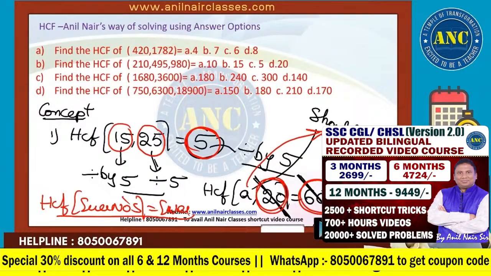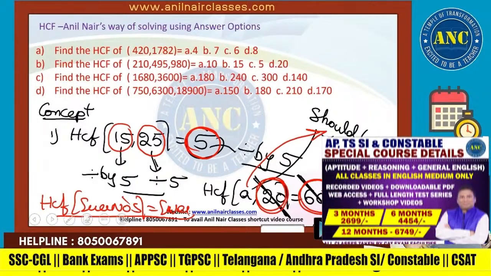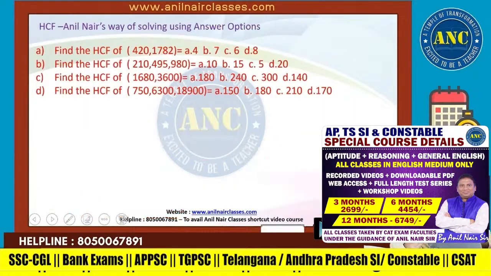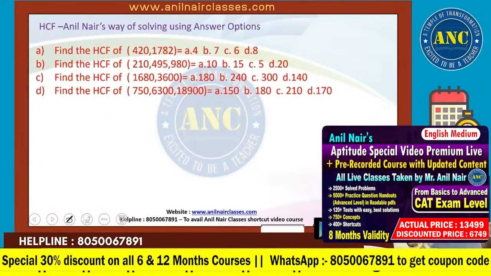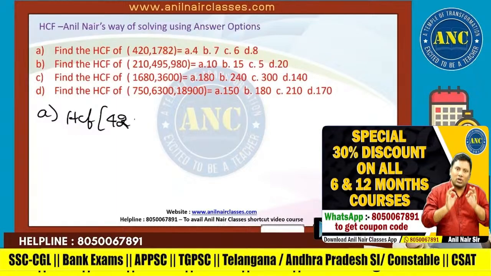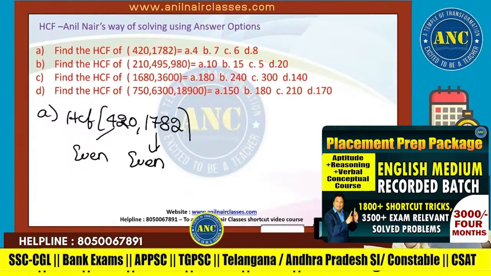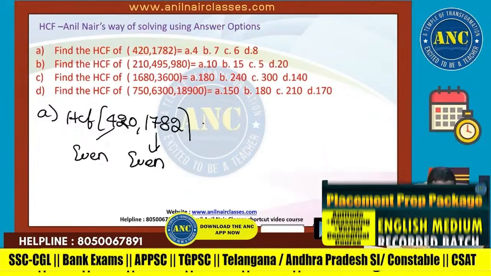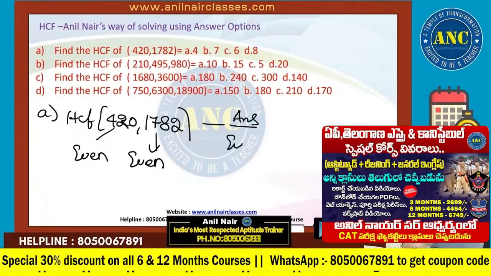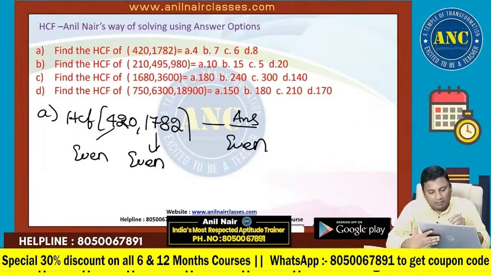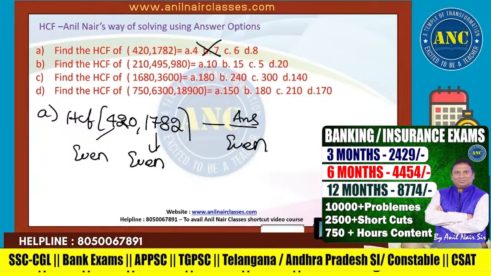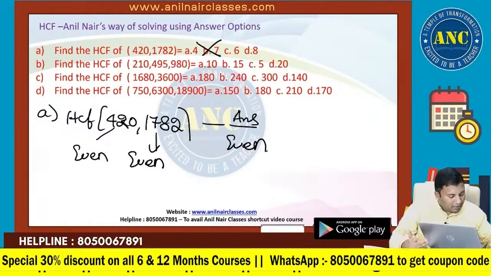Now, why am I explaining this one? Let us solve this one with this concept. Listen carefully, it is not about these problems. You should know how to use this logic. Find the HCF of 420 and 1782. 420 is an even number and 1782 is an even number. If two numbers are even, the answer should be an even number. First way: HCF of two even numbers is an even number.